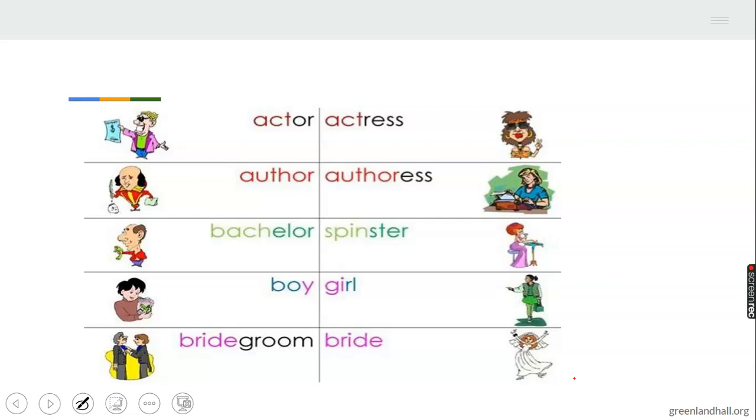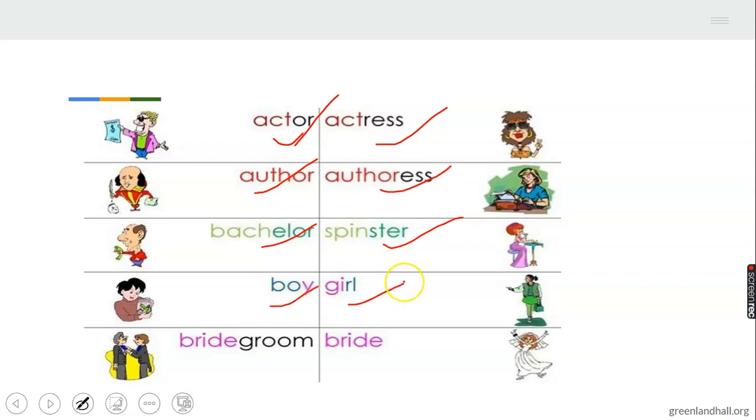Look at this. We have actor, actress. An actor is a man who acts a play, while the actress is a woman who acts a play. Author, authoress. Author is somebody who writes a book. Then the authoress is a woman. Bachelor, spinster. A bachelor is an elderly man who is not married. Then a spinster is also a grown woman who is not married.